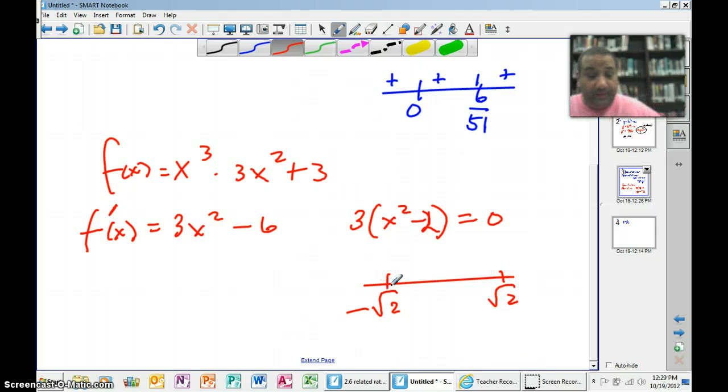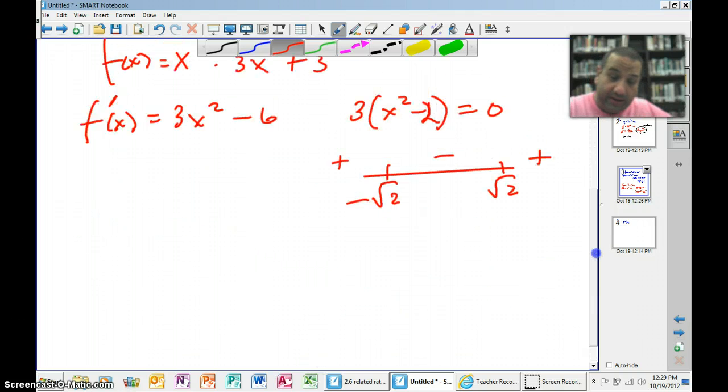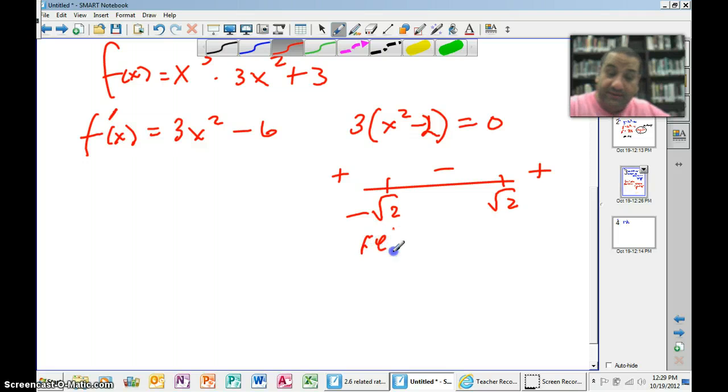Just what I wanted. So when I put in 0, it's negative. When I put in something very negative, it's positive. When I put in something very positive, it's... So if you agree, I have this one's a relative max, and this one's a relative min. Max because it goes from positive to negative, and this one goes from negative to positive. This is what I found out.